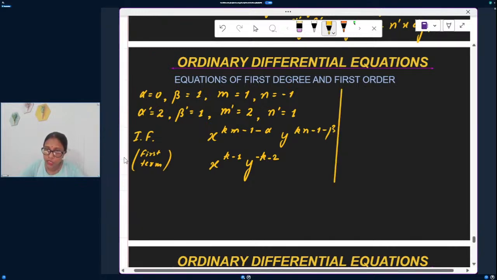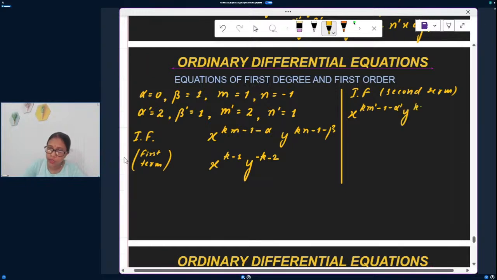What will be the integrating factor of the second term? For the second term, it is x raised to power k m dash minus 1 minus alpha dash and y raised to power k n dash minus 1 minus beta dash. So x raised to the power 2k minus 1 minus 2, so minus 3, and y raised to the power n dash is 1, so n dash minus 1 minus 1, minus 2. So this is the integrating factor for the first one, and this is the integrating factor for the second one.